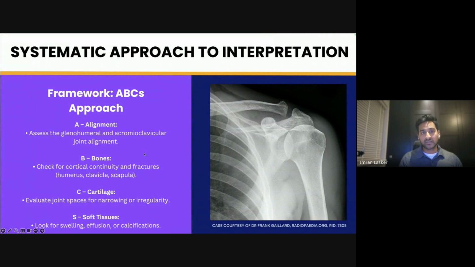So there is a framework that has been suggested, not something I use anymore, but frameworks are very, very useful for when you actually start doing any sort of imaging. And this is quite a good one. I quite like it. ABC, a bit like your airway, breathing, circulation. But actually this can be to do with alignment. Look at the bones, look at the cartilage, and look at the soft tissues.